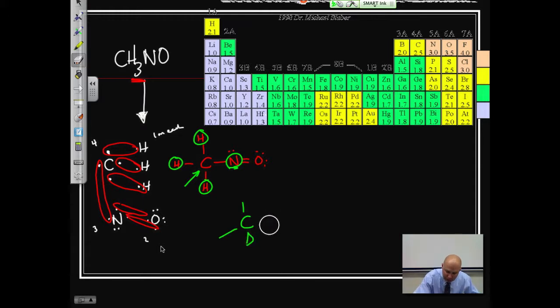Actually, let's do it this way here. Okay? There. 2 in the same plane, 1 coming out at you, 1 going behind. So hydrogen, hydrogen, hydrogen, nitrogen there.